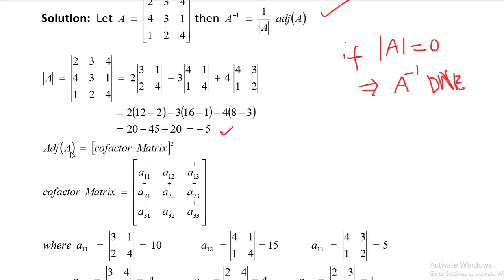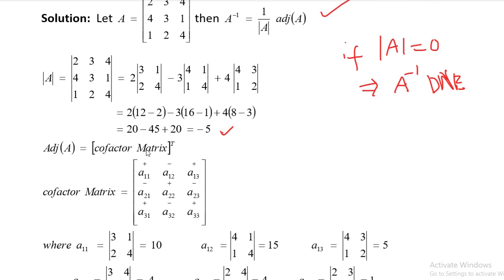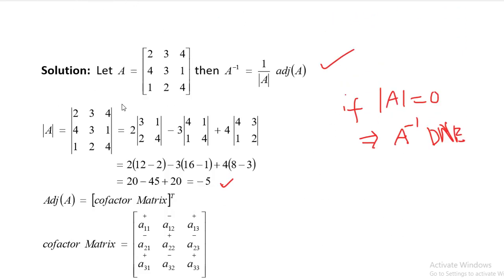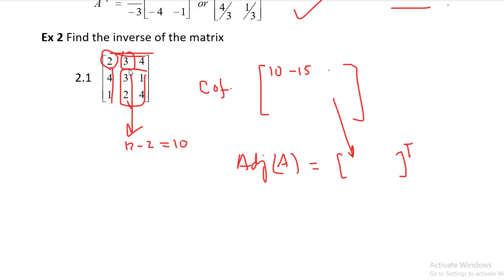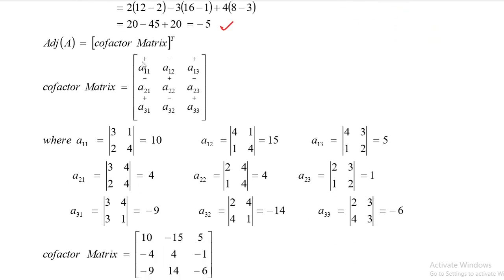So you see, the adjoint of A is the transpose of the cofactor matrix. What is the cofactor matrix? We take the cofactor of every element: cofactor of A11, A12 and so on. First of all, the cofactor of the first one, as I calculated here, is 10. How did we get it? For the first cofactor, remove this row and this column and take these four numbers. These are 3, 1, 2, 4. So this is 10. The second was 15, but we have to put the sign with it as well.